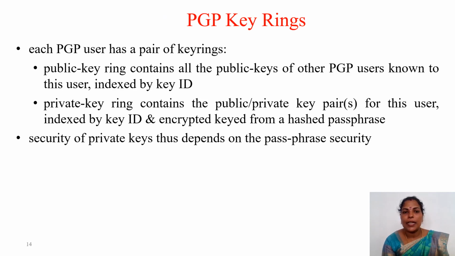Next, coming to the PGP key rings, each PGP user has a pair of key rings. The public key ring contains all the public keys of other PGP users known to this user, indexed by key ID, because in the signature also we have to specify the ID. The private key ring contains the public and private key pairs for this user, indexed by key ID and encrypted with a key from the hashed passphrase. Security of the private keys depends on the passphrase security.